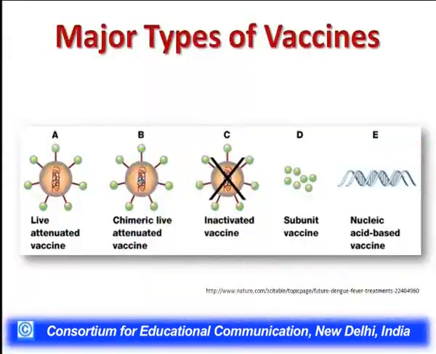Now, we come to a few of the most important major types of vaccines, which are called live attenuated vaccines, chimeric live attenuated vaccines, inactivated vaccines, subunit vaccines, and nucleic acid based vaccines. So we'll discuss them one by one.